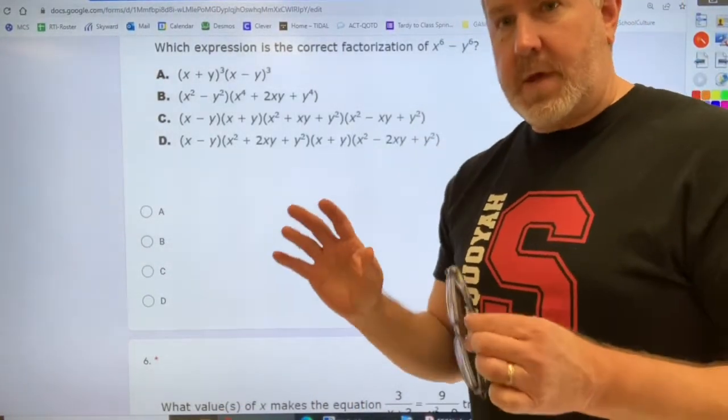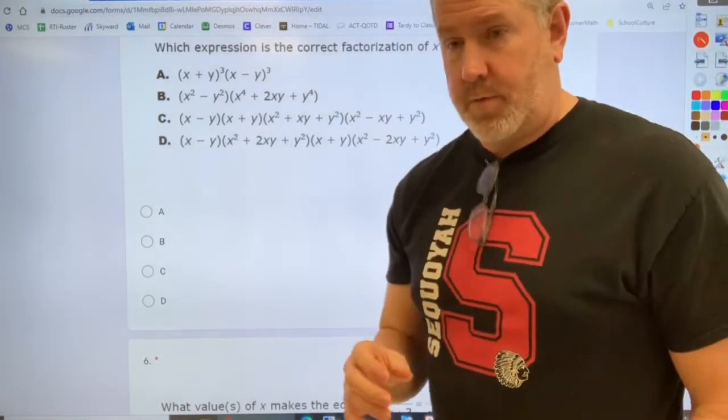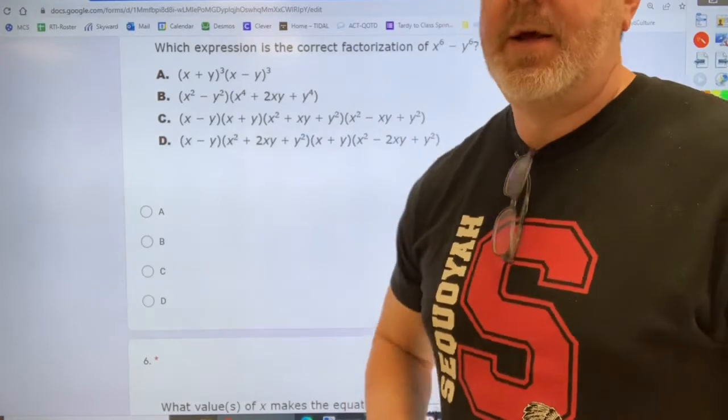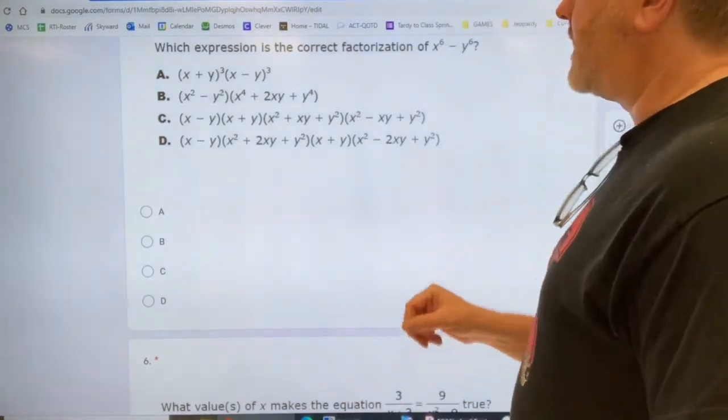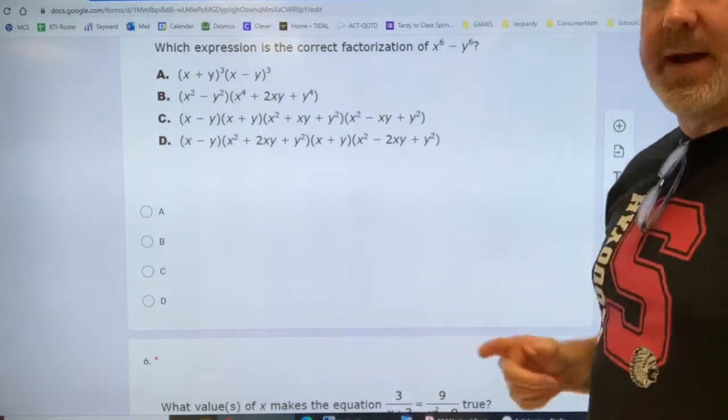Okay, so I had to restart because I actually worked this problem the wrong way the first time. So that first video is 1 through 4. This should be hopefully 5 through 10. We'll finish these up. All right, so this expression right here, x to the 6th minus y to the 6th.